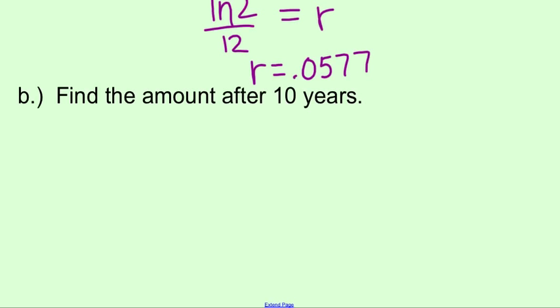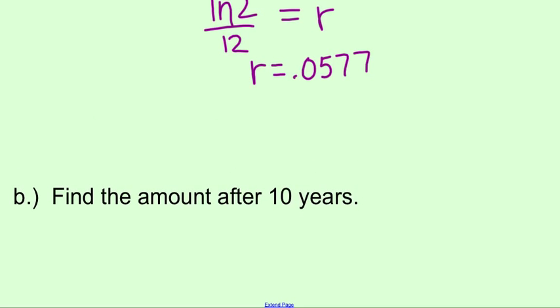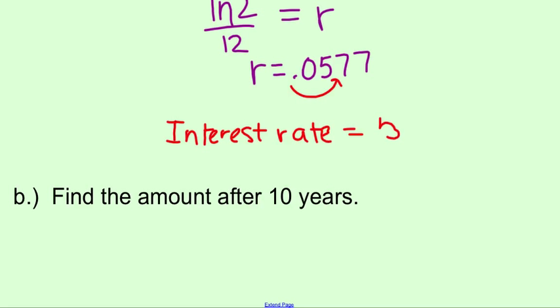Now that's my R. That's not the interest rate. Remember, when we use that formula, we always change our decimal place 2 places to the left. Well, now we have to go backwards and go 2 places to the right. So our interest rate for this problem equals 5.77%.